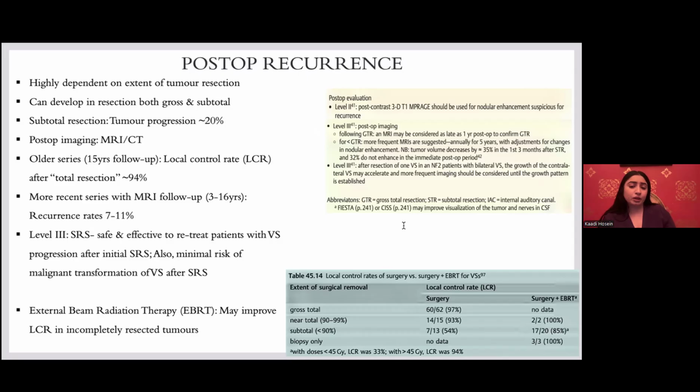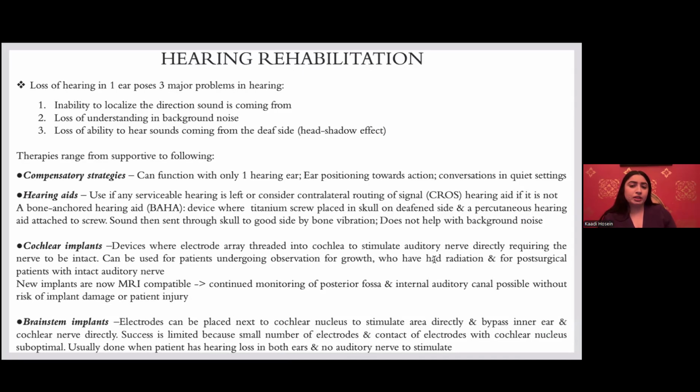ERBT may improve the local control rates in incompletely resected tumors, shown in table 45.14. Now, unfortunately, many patients with vestibular schwannomas lose some or all of their hearing, either from the tumor or intervention to remove or control the same, and this loss can be immediate or progressive over years. Loss of hearing in one ear can pose 3 of the major problems shown here, and while the focus tends to be on the diagnosis and treatments of the schwannomas, options for rehabilitation of hearing deficits are slowly increasing.